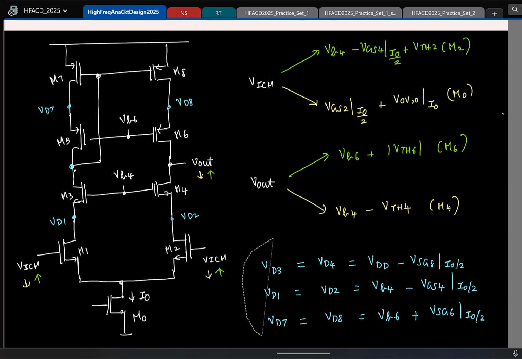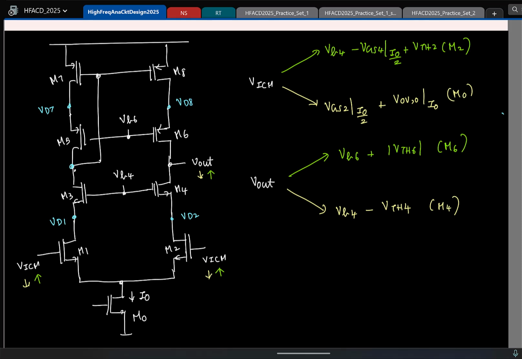So let's do that. Let's try to reason it directly and write it. I'm trying to find VB4 minimum. If I keep reducing VB4, which transistor can go out of saturation? M2, yeah, why? Right. If you keep reducing this, the VGS is fixed because the current is the same. So this drops, and this can go out of saturation, correct?